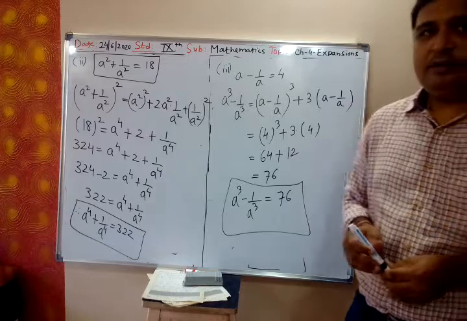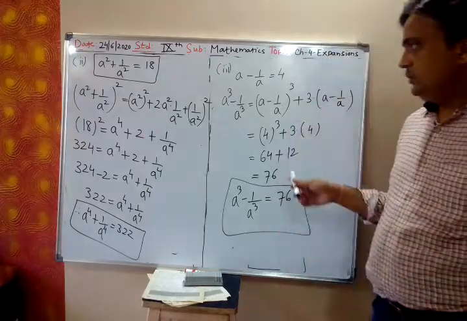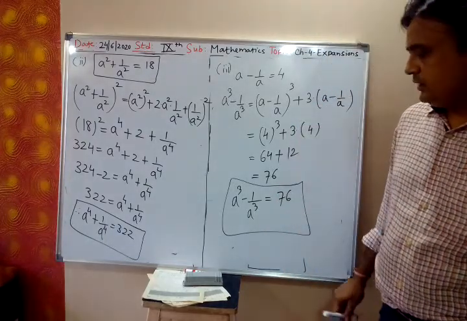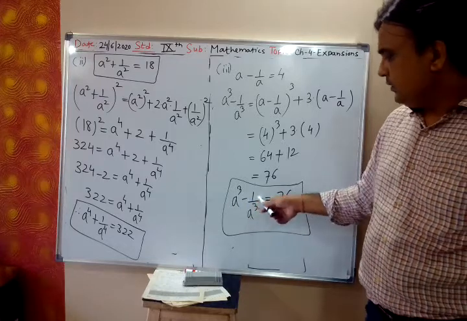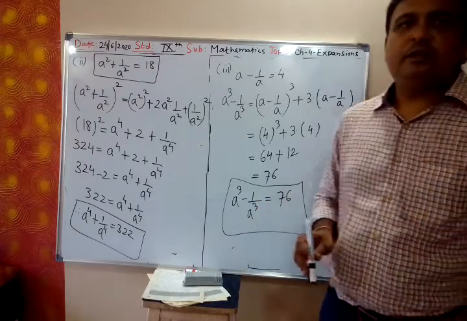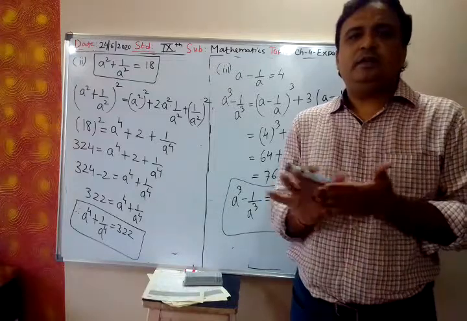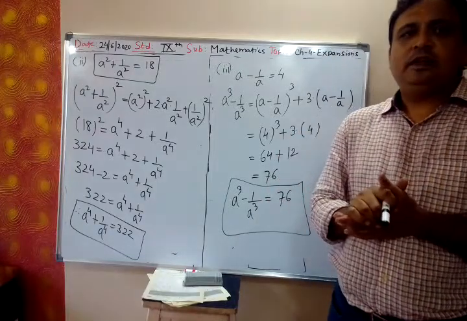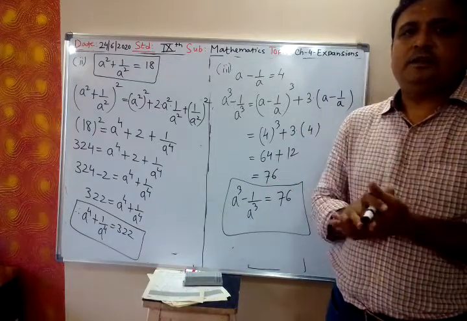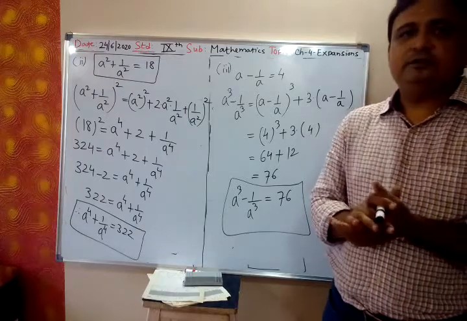So we have done all three parts. This question number 10 is very much important. A cube minus 1 upon a cube is 76. Now we stop and wind up our period. We are having one more period after this, and we will continue in that.